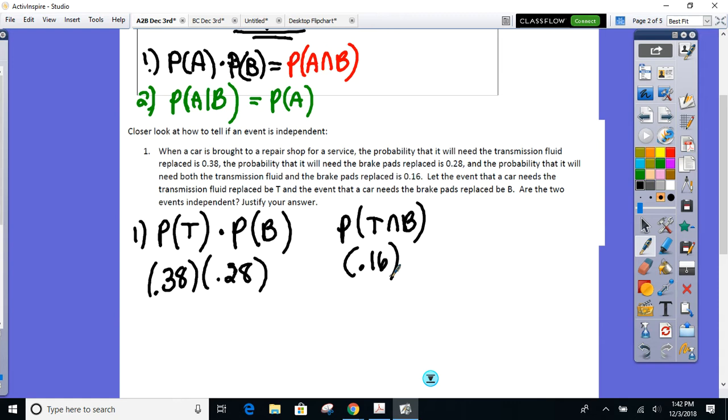And what are you finding out? 0.1064 is not equal to 0.16. So are transmissions and brakes independent of each other, or do they depend on each other? They depend, yeah. Getting brake pads does somewhat depend on if you need transmission fluid. So these two are dependent of each other.